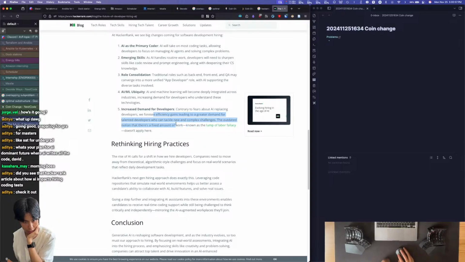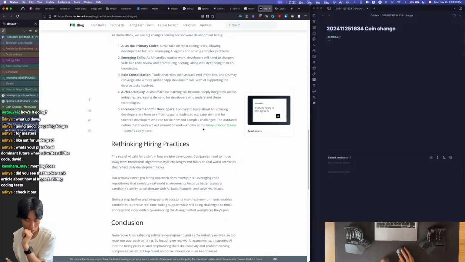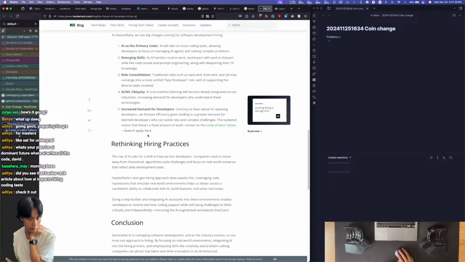The outdated notion that there's a fixed amount of work, known as the lump of labor fallacy, doesn't apply here. Lump of labor fallacy? What is that? Lump of labor is the mistaken belief that there is a fixed amount of work available in the economy and that increasing the number of workers decreases the amount of work available for everyone. Or vice versa. Okay, sure.